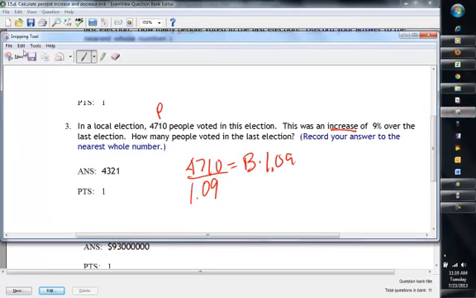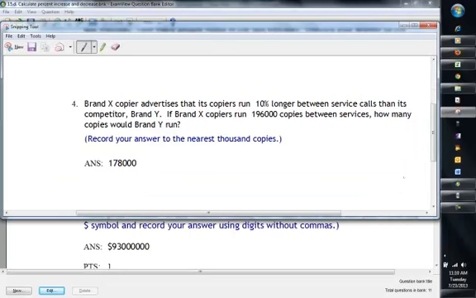Brendex copiers run 10% longer than its competitors. Brendex is the base. Let's see here. 10% longer than its competitor, brand Y. So I would say this would be the base. No, this would be the part. This would be the base, is what we're looking for. 196,000 is the base times 1.10, because it runs 10% longer than its competitor, so its competitor is what it's based on, not what we have. So divide by 1.10.